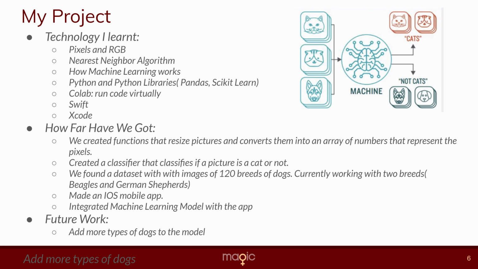So the technology I learned about pixels and how computers store them, and then also RGB and how that plays into how the computers store pixels. And we learned about the nearest neighbor algorithm. So basically, that's just how many other pieces of data are closest to it. So that's how it classifies the data, and how machine learning works. So like in this example, you'll give it pictures of dogs and cats and say this one's a cat or this one's a dog, and then the machine will learn which ones are cats and which ones are dogs, and then it'll sort them.